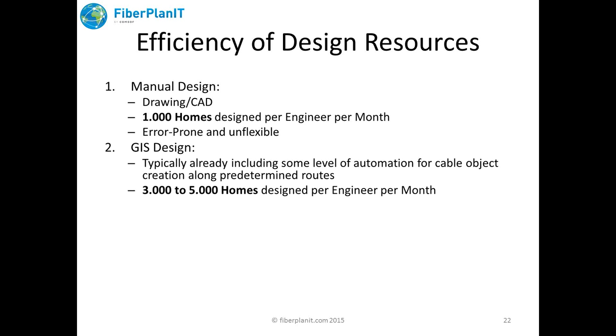A more recent way of planning these networks is using GIS systems, and there typically you already have a good level of automation. For example, cable objects could be created along a predetermined route, so that could speed up the process already a lot, with some volumes that we have heard of 3,000 to 5,000 homes designed per engineer per month.